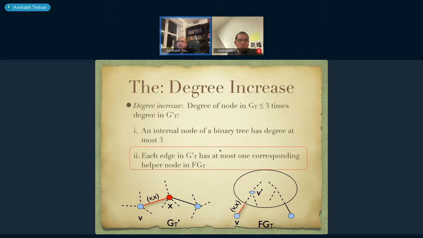The degree increase is actually slightly more complicated because now you have to prove that each node has at most one helper node per neighbor. This we already know, that an internal node of a binary tree has degree at most 3. So if we can prove that every node has at most one virtual node per neighbor, then we are fine. And basically that means that each edge, so imagine that this is an edge, Vx, that each edge contributes at most one corresponding helper node, then we are done. So there are some small number of cases here, but the idea is for example, this Vx is going to contribute V dash in the tree.